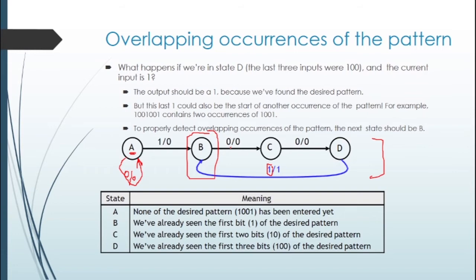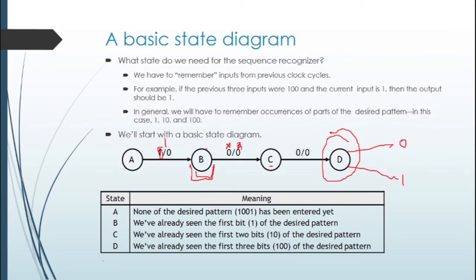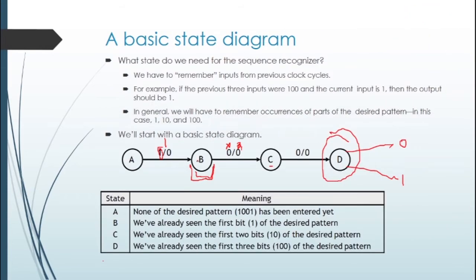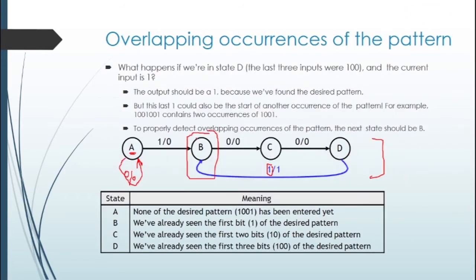Let's say the second bit is again 1. If we have this scenario, where the first bit was 1 and the second bit was again 1, what happens now? The state should be back to B. Why? Because it's still the start of the sequence. We can still start from here. If there is again a 1, it will loop back and stay in state B. So this is the second input scenario for state B.